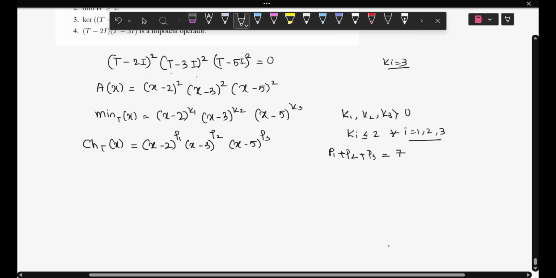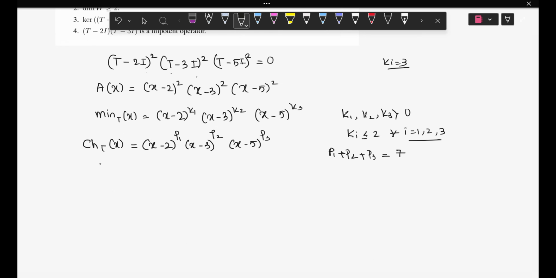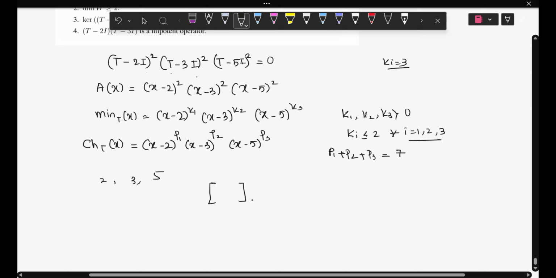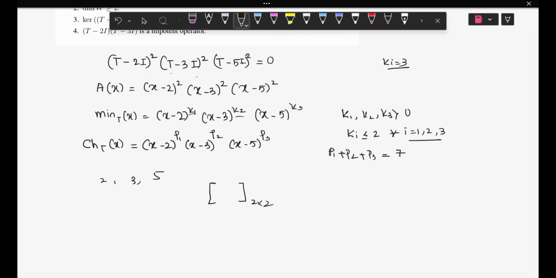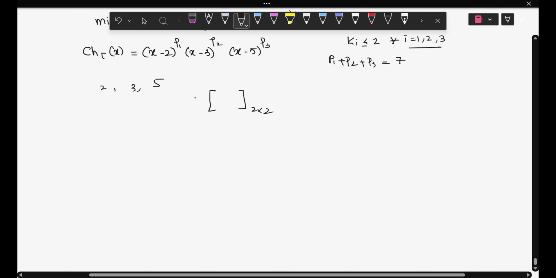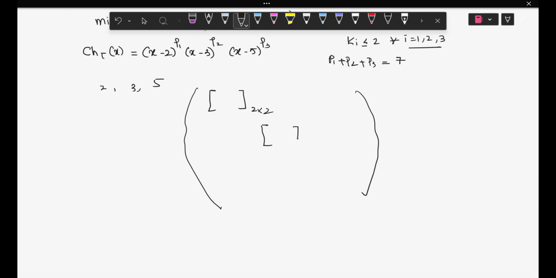Now, if I try to calculate its Jordan canonical form, corresponding to each eigenvalue 2, 3 and 5, it can have at most a 2 by 2 order Jordan block. Why? As the power of each factor in the minimal polynomial is at most 2, it can have at most a 2 by 2 order Jordan block. So a 2 by 2 order Jordan block with respect to the eigenvalue 2, a 2 by 2 order Jordan block with respect to the eigenvalue 3, a 2 by 2 order Jordan block with respect to eigenvalue 5.